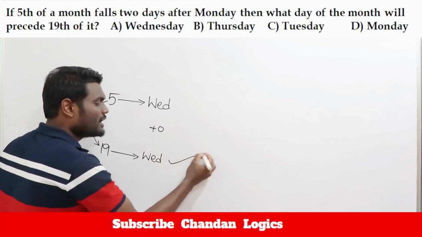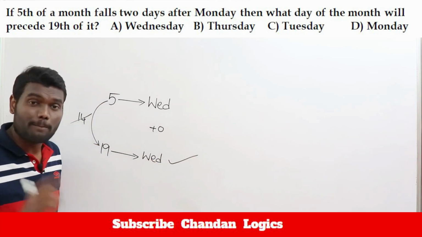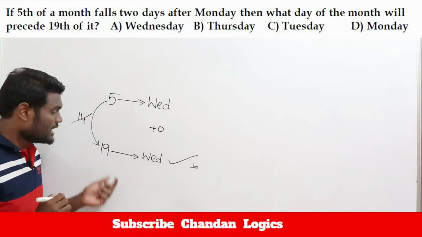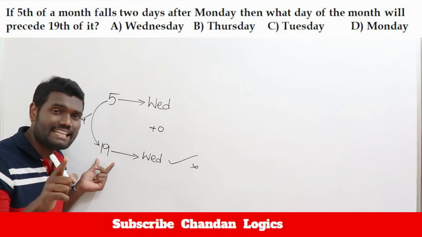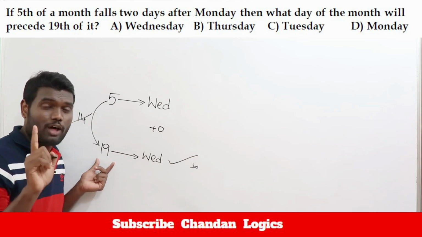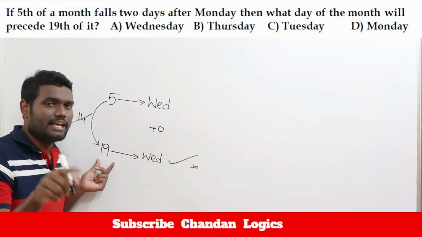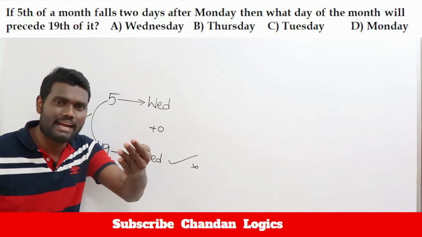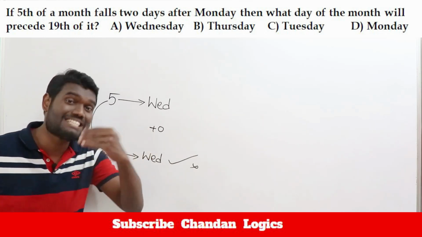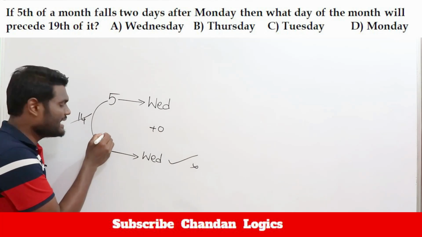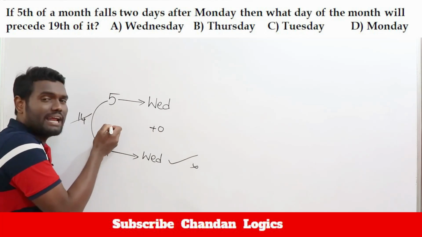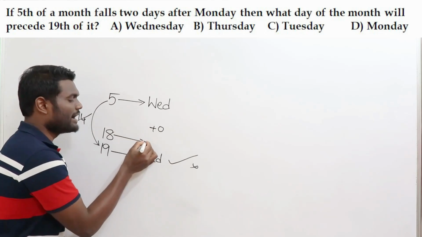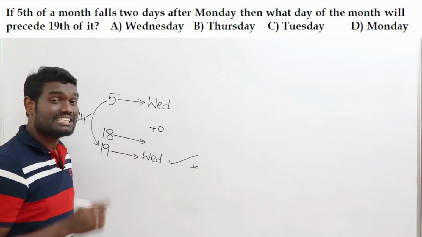Maybe you are thinking that Wednesday is the right answer, but Wednesday is going to be the wrong answer. Why? Because the question is not about 19. Now look here, if you read the question clearly, the question is saying what day is preceded by 19. It's not about 19, it's preceded by 19. Preceded by 19 means the day before 19th. The day before 19th is nothing but 18th. We are asked to find what day is the 18th of the same month.